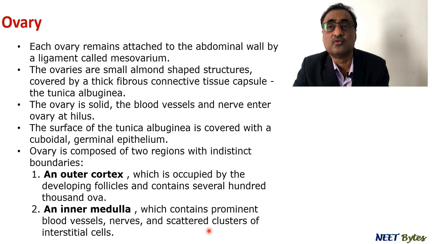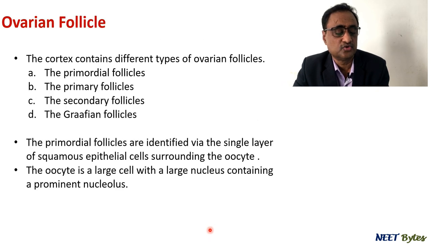Now let's talk about the ovarian follicles. The cortex contains different types of ovarian follicles, right? To begin with, the primordial follicle, the primary follicle, the secondary follicle and the Graafian follicle. The primordial follicles are identified via a single layer of squamous epithelial cells surrounding the oocyte. Now the oocyte is a large cell with a large nucleus containing a prominent nucleolus.